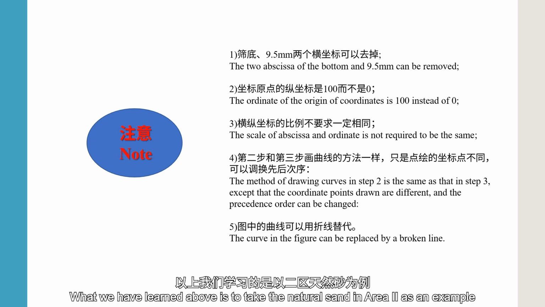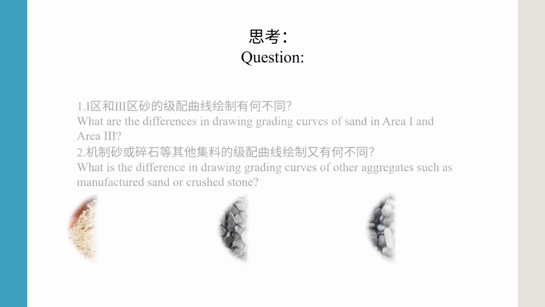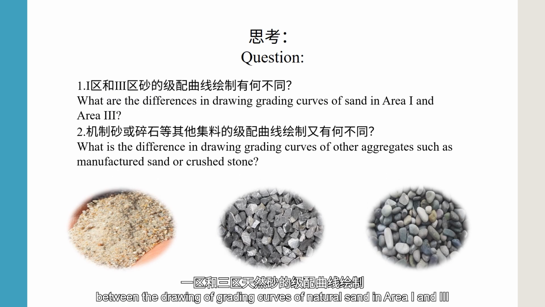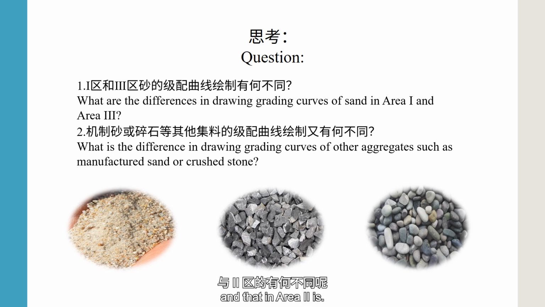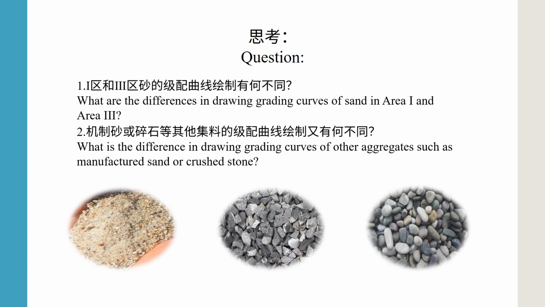What we have learned above takes the natural sand in Area 2 as an example to introduce the drawing method of the grading curve. Please think about what the difference is between the drawing of grading curves of natural sand in Area 1 and 3 and that in Area 2. For other types of aggregates, such as manufactured sand or crushed stone, what is the difference between drawing the grading curve and that for Area 2?